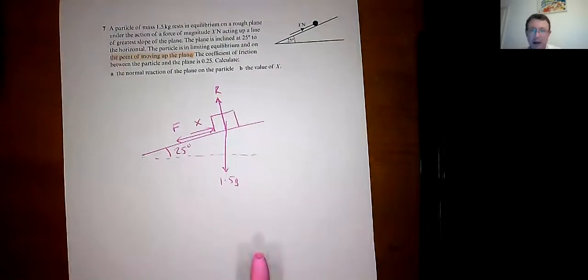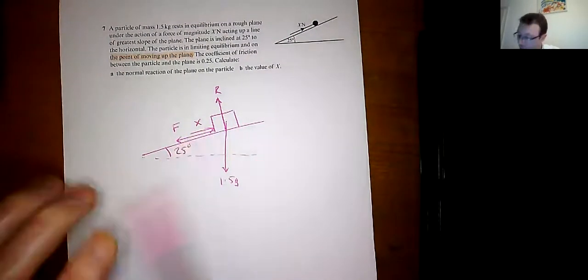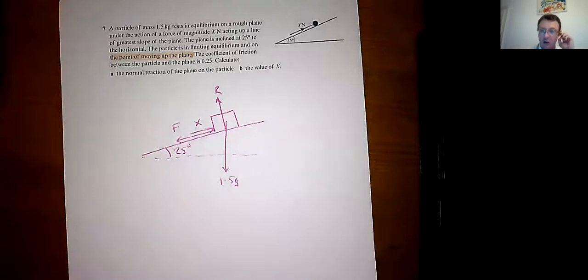It's a bit of a nuisance the way that X is there. I would much have preferred it to have been somewhere else, but it isn't. So, you know, let's just get on with it. Having done that then, right, we want to find the normal reaction. We want to find R and we want to find X as well. Okay, so I'm going to firstly find the angle actually.